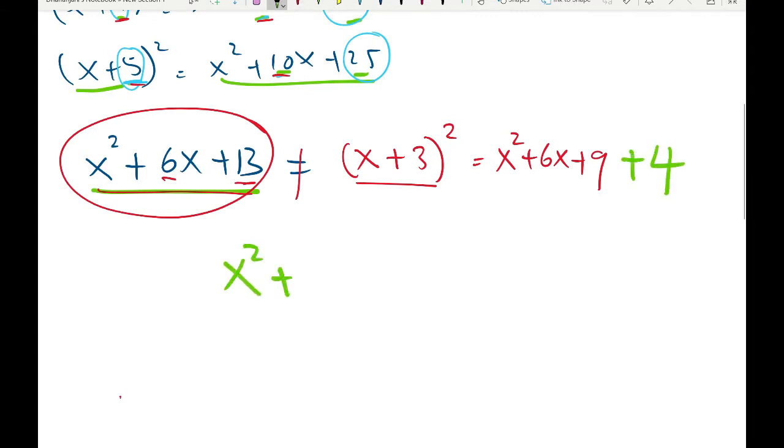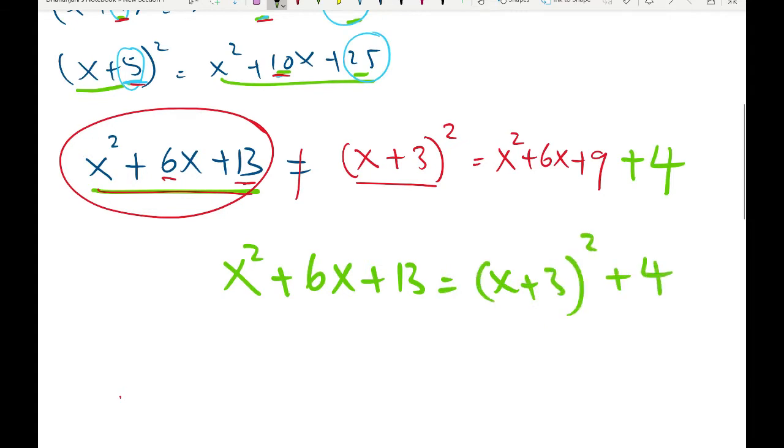So x² + 6x + 13 is actually what? (x+3)² plus an additional 4, right? From here you get x² + 6x + 9, and with that 4 you get x² + 6x + 13. So what's the point?